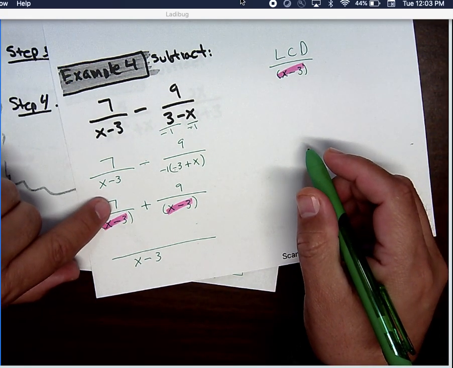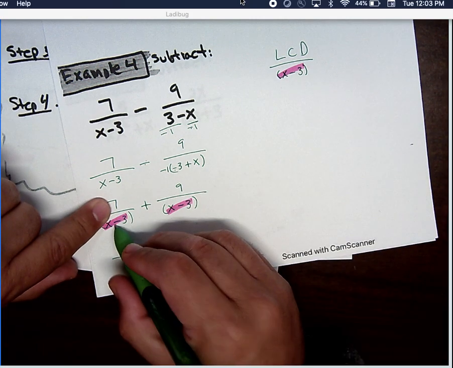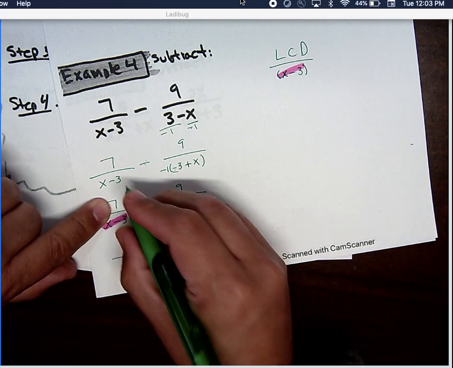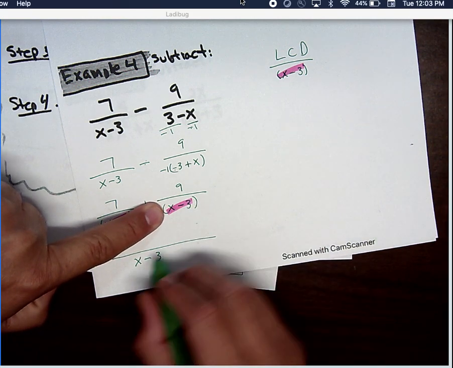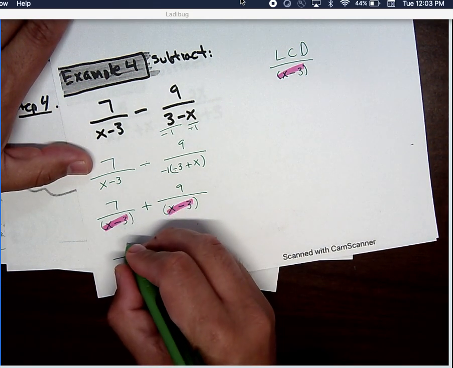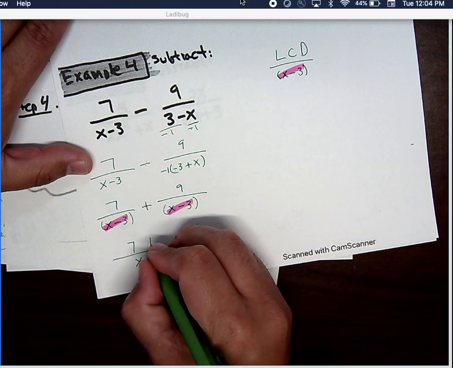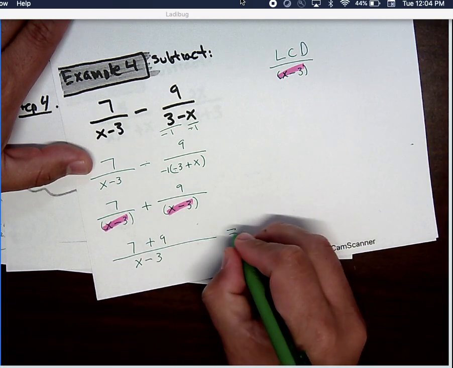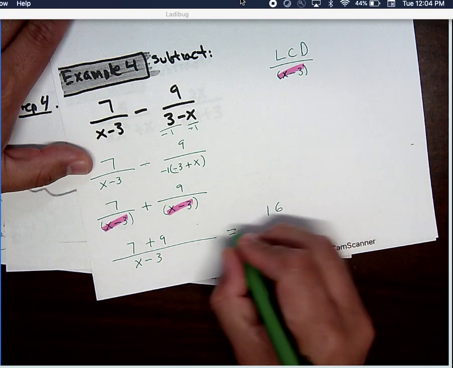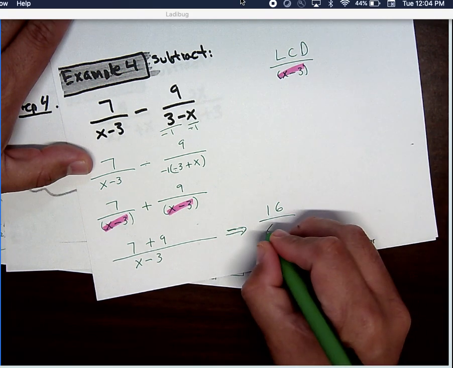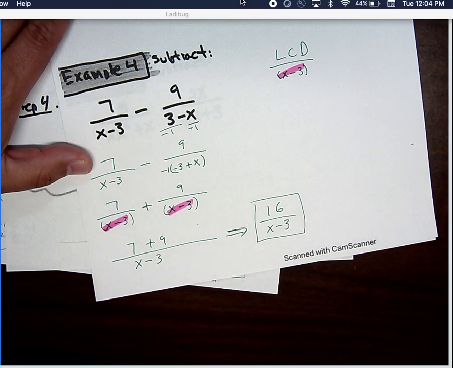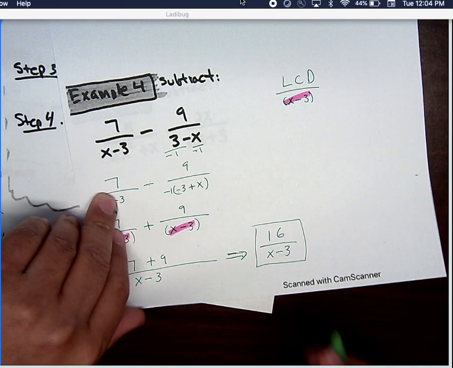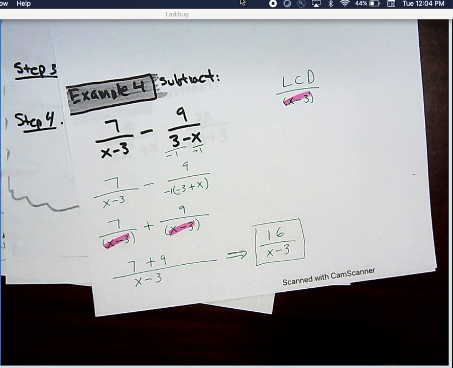And then see what's missing from the top. So x minus 3, it has the whole LCD. This one, x minus 3, the LCD is x minus 3, so it has everything. So you don't have to multiply by anything, you can just add the tops. 7 plus 9 would be 16 over x minus 3. And that's the answer for example 4. With the LCD it's much easier.